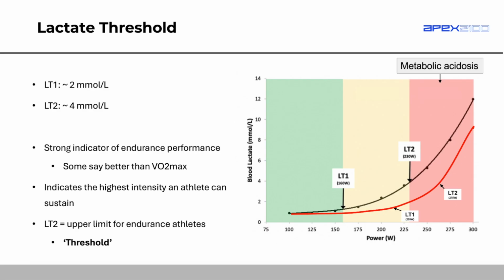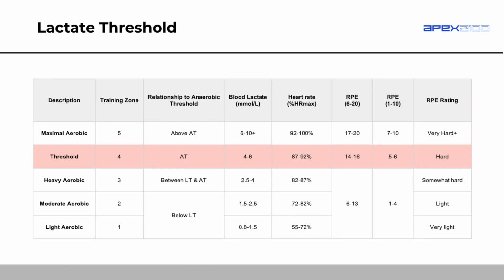So someone with a better lactate threshold would be this red line here, where that first inflection point occurs at around 220 watts, and the second inflection point occurs at around 275 watts. So this is what we'd want to see if we were trying to improve our lactate threshold. This now means that in the race, I can do 275 watts instead of 230.